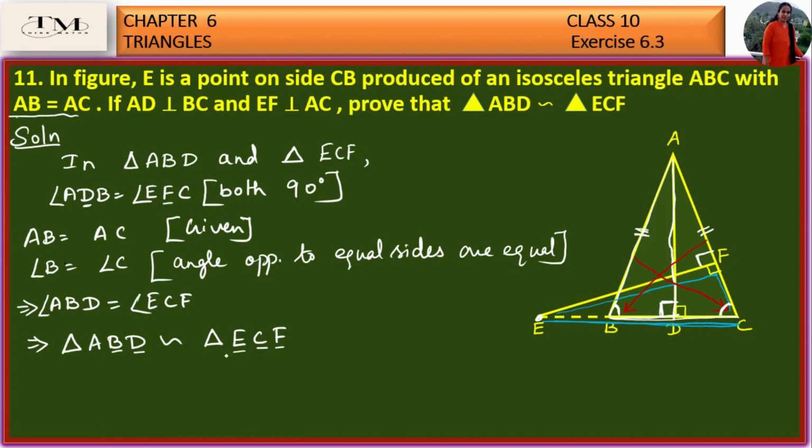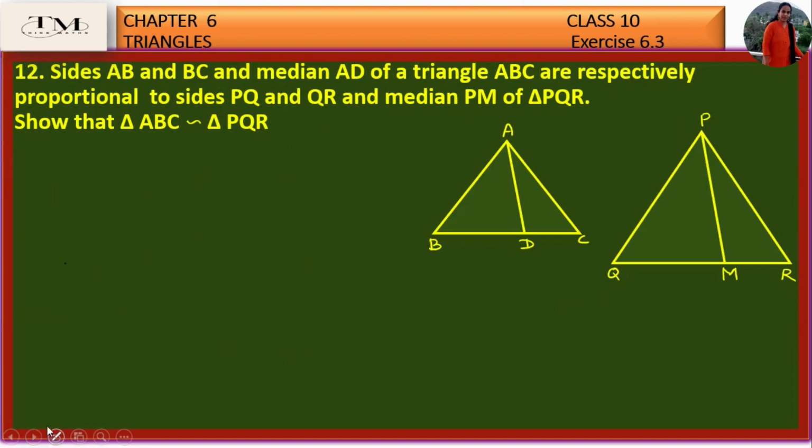You have to write the name of the triangle. So triangle ABD is similar to triangle ECF. So which is we have to prove. We have proved it. So we can write hence proved. Okay children. I hope you can understand. So moving on to the next problem.